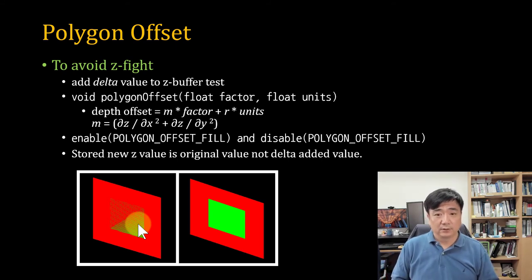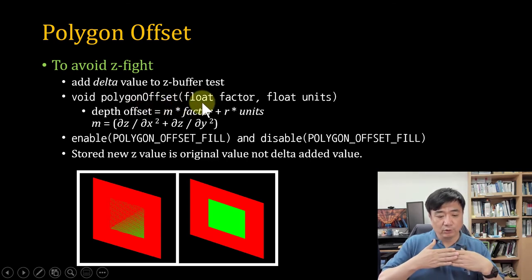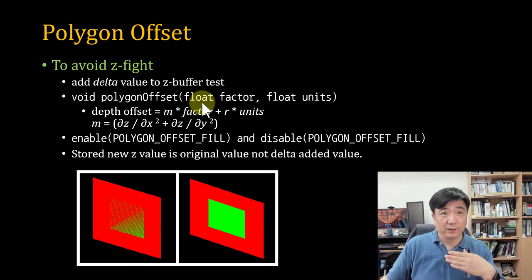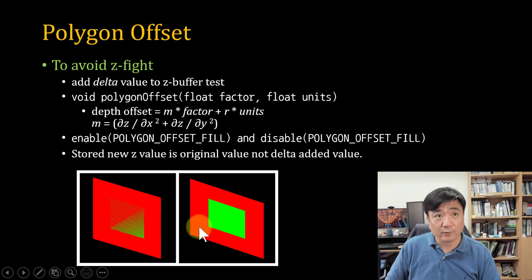So sometimes we can avoid this problem by adding some offset value. We can set the polygon offset with the polygon offset API, then the new value will have a slightly different offset value, and it will appear clearly. So it is very useful when Z-fighting occurs in rendering.